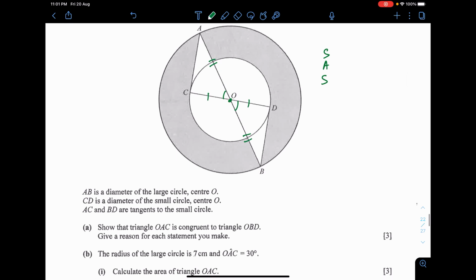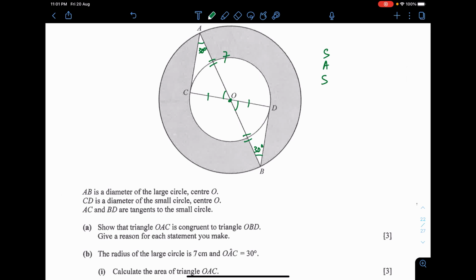The radius of the large circle is 7. The angle of OAC is 30 degrees. Calculate the area of the triangle OAC. The radius of the large circle is 7.